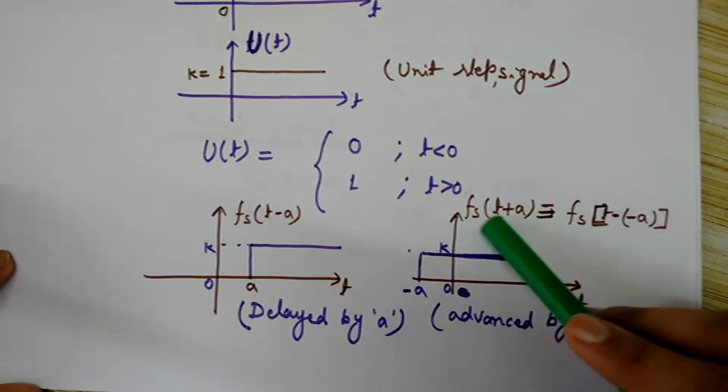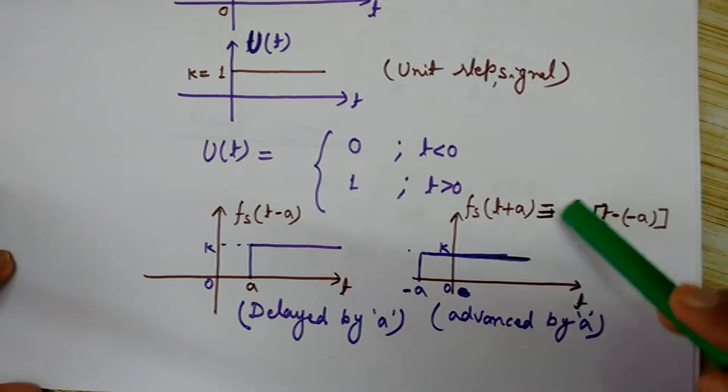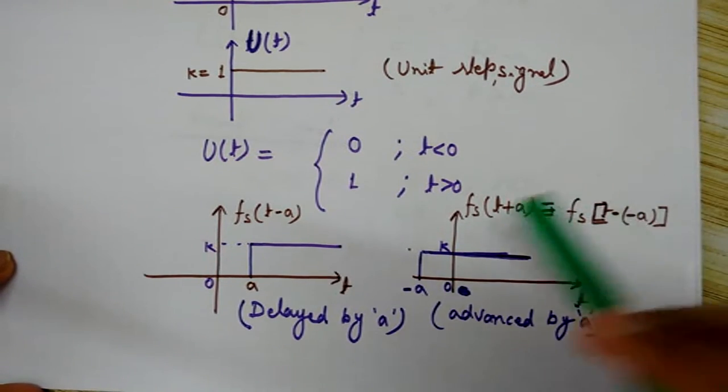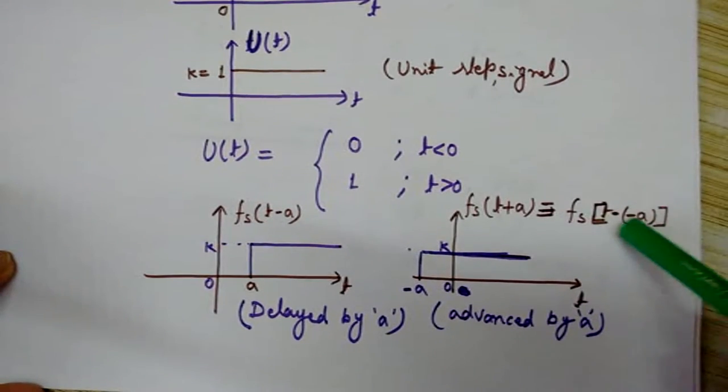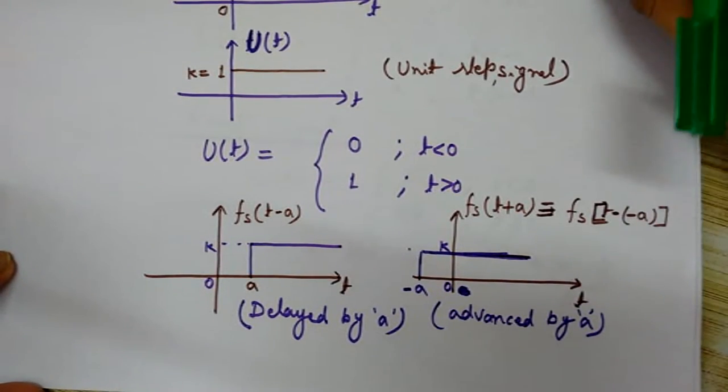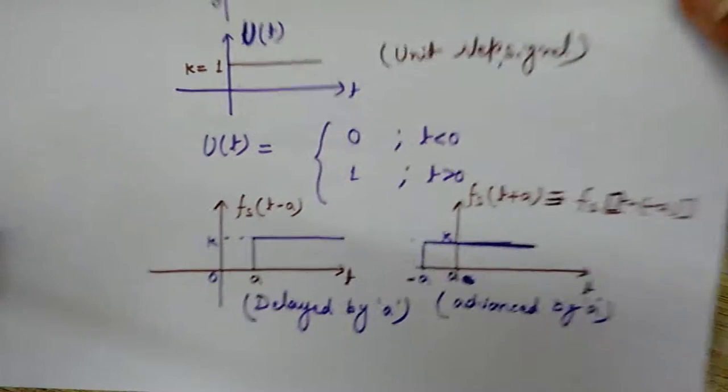So we write it as f(t plus a), since f(t minus (minus a)), since this is a negative value, becomes t plus a here. So f of t plus a, it's very simple.